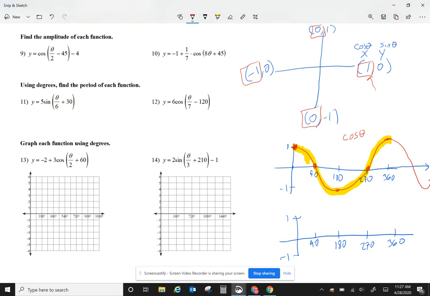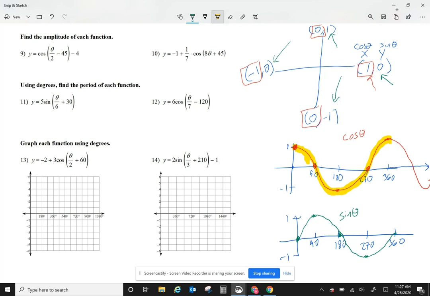Now, the graph of sine, let me graph sine. Let's do this in green. At 0 degrees, sine was 0. At 90 degrees, sine is 1. At 180 degrees, sine is 0. At 270 degrees, sine is negative 1. And at 360 degrees, sine is 0. So if I was to graph sine, it looks like this. And this is, once again, sine of theta. That's a whole cycle.